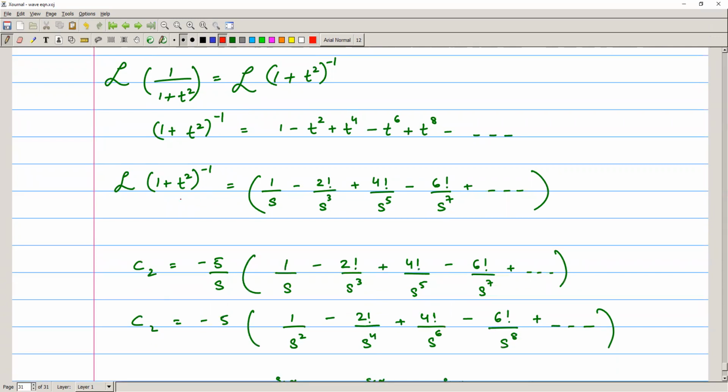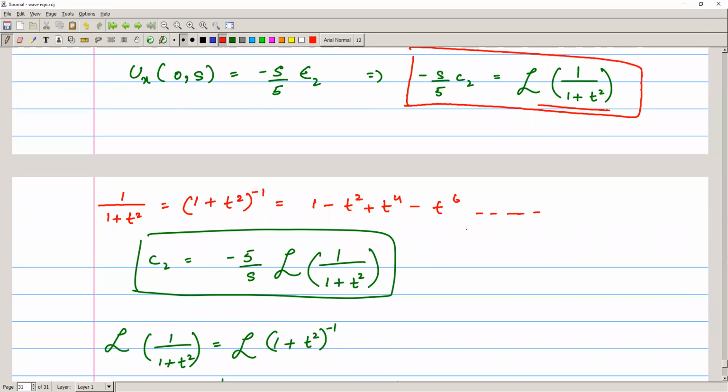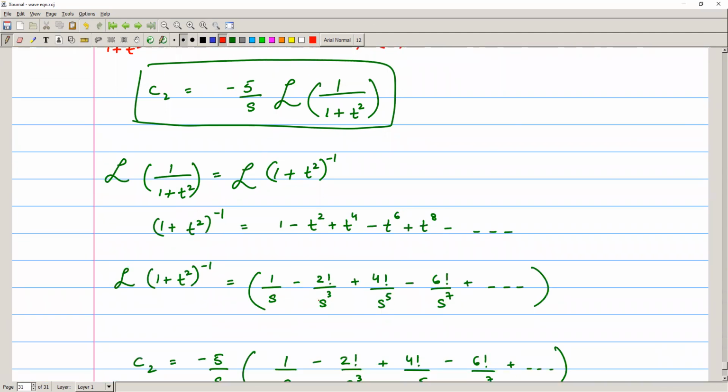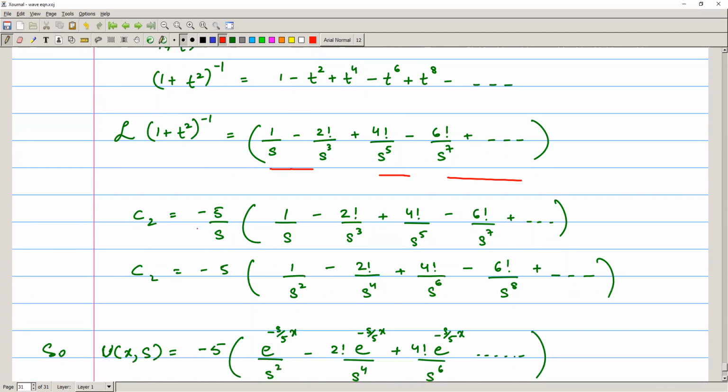We want to find the Laplace of this function. So if we apply the Laplace on each element separately, the Laplace of 1 will be 1 over s. Laplace of t squared will be 2 over s cubed. For this, it will be 4 factorial over s to the power 5, and so on. So here is the Laplace transform of this function, right? So now we can easily write it.